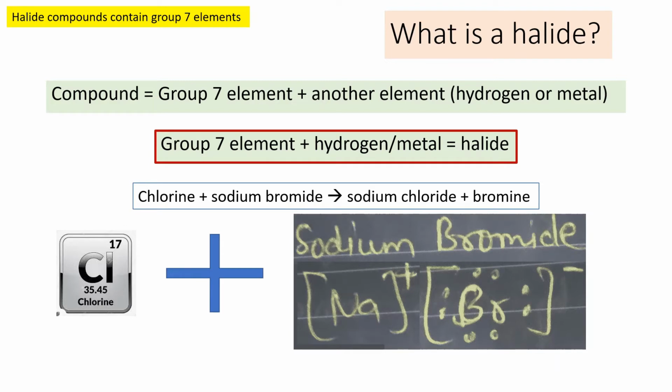if chlorine reacts with sodium bromide, because the chlorine is more reactive than the bromine in the bromide, it displaces the bromide, and then the chlorine will attach itself to the sodium, becoming sodium chloride and bromine.